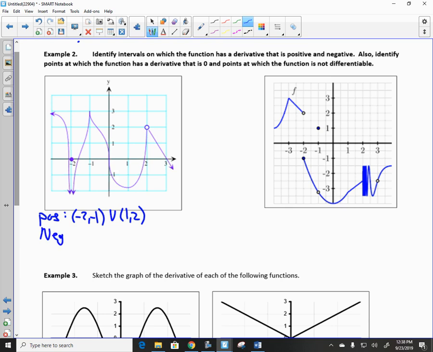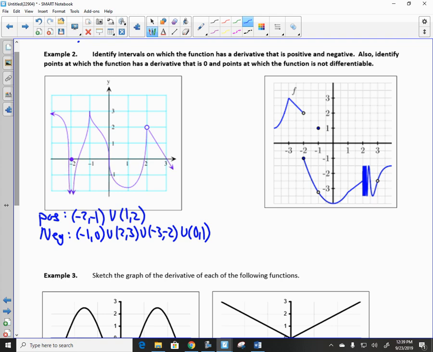Can somebody tell me where the derivative is negative? Good. -1 to 0. Where else? 2 to 3. Where else? Yeah, we'll say -3 to -2. Where else? 0 to 1. Notice how you guys broke it up so that you did not state that 0 was included in that interval because you can't take the derivative there.